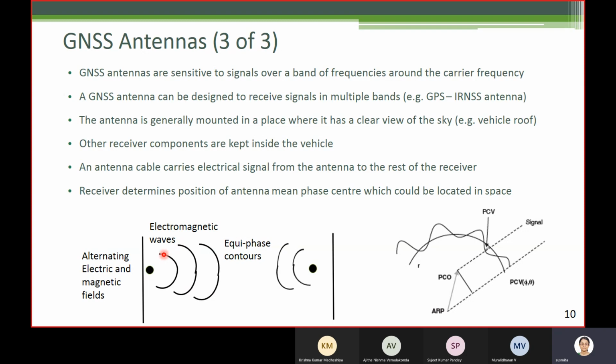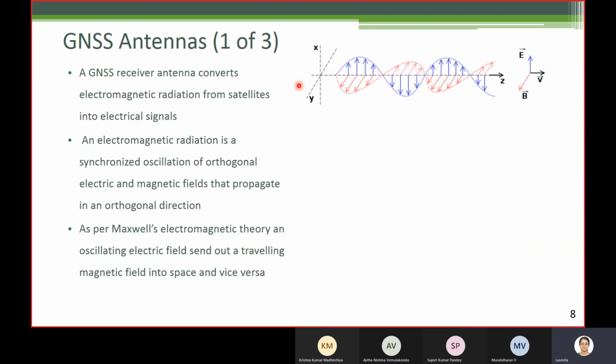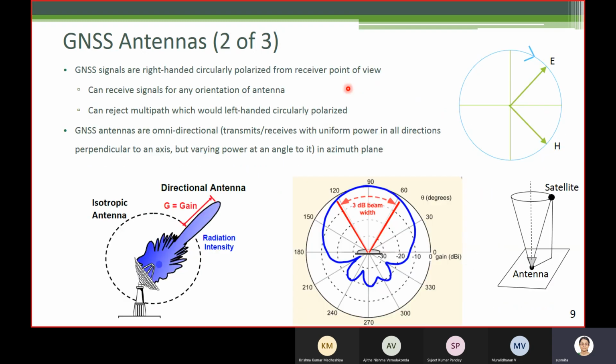Let's assume that we have this point and this point, two points at different orientations in space. Now if you consider the electric field and magnetic field, they propagate in all the directions. For these two points, the electric field and the magnetic field will have the same phase. So say point 1 has this electric field, point 2 also has the same electric field, same phase. The same goes for the magnetic field also. So they are actually equiphase contours.